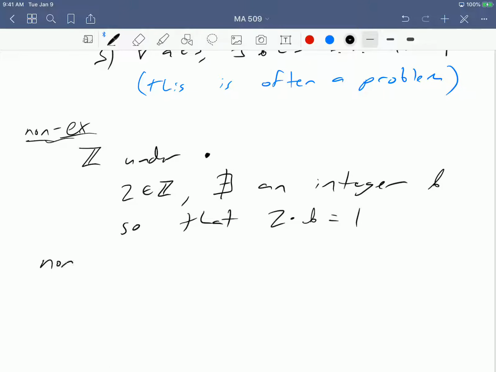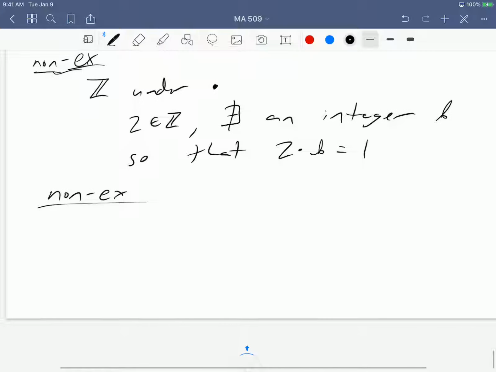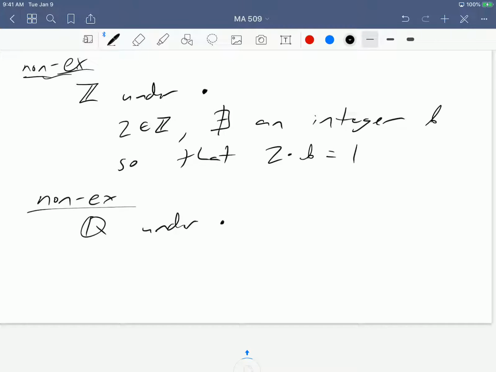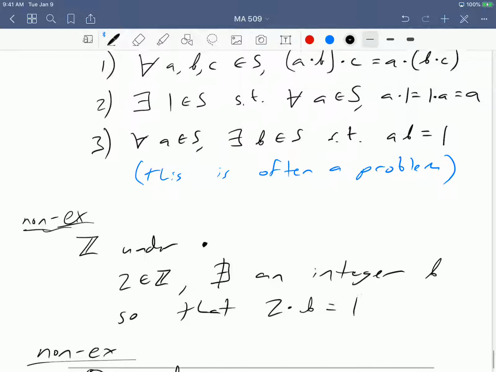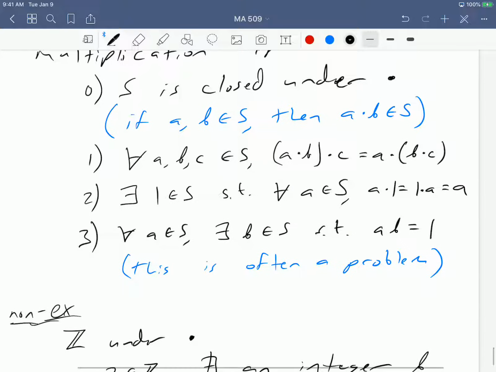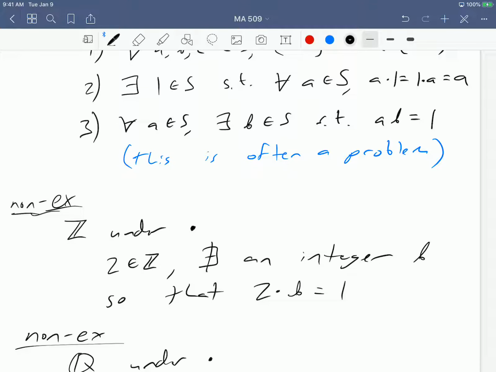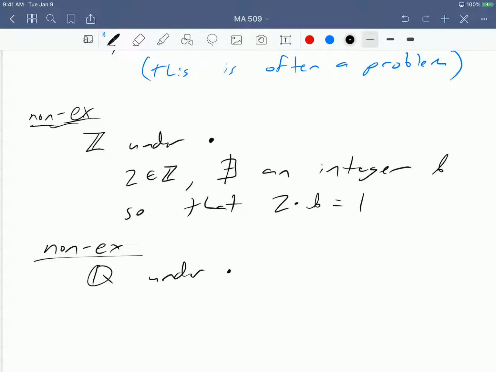Okay, so then another non-example is, what if we allow Q, the rational numbers? Then, like before, if I multiply two rationals, I get a rational. I can do the associative property of multiplication, that's fine. 1 is a rational number, that's fine. But this time, we'll have inverses for almost everything. Any rational number A over B has a multiplicative inverse, which is B over A.